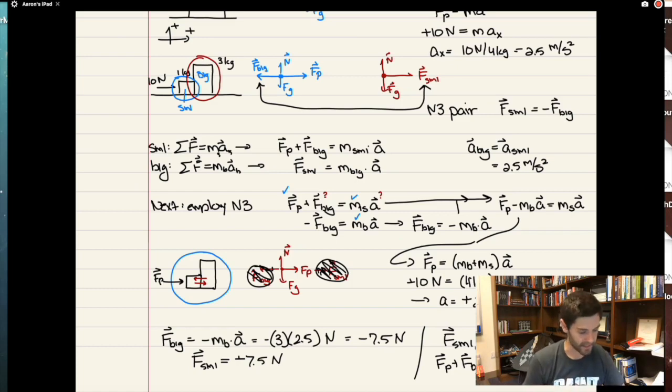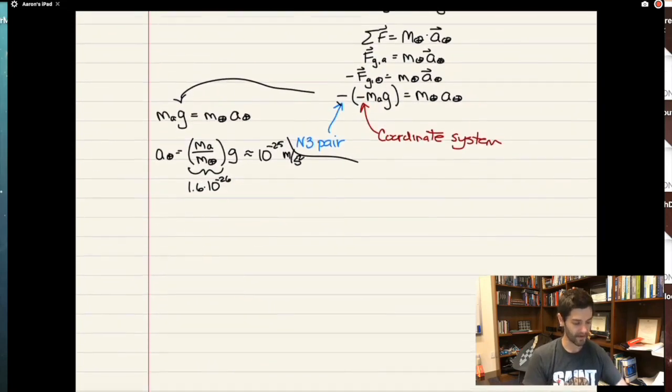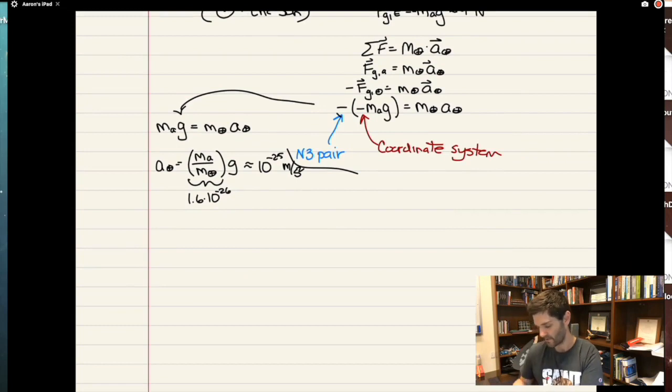Solve for the quantity you need. The sign of whatever your answer is will tell you whether or not your guesses were correct, whether it's in the positive or negative direction, etc. The math will never cheat you as long as you systematically set it up like that. No matter what problem there is, no matter how many forces, what kind of forces, that approach will always work.